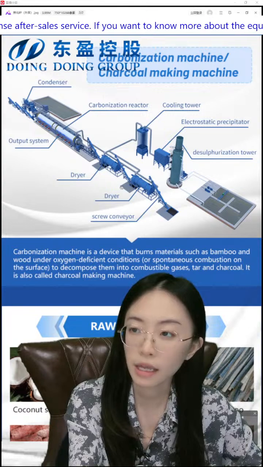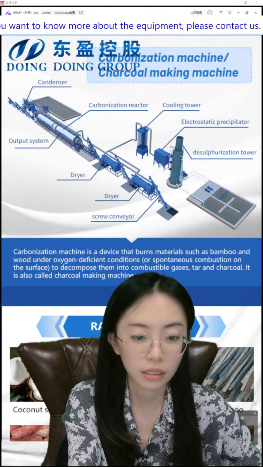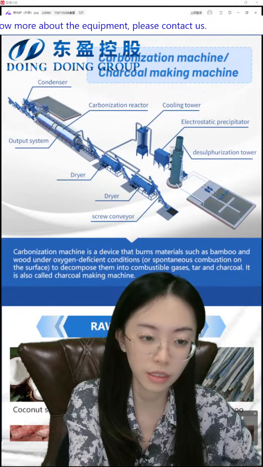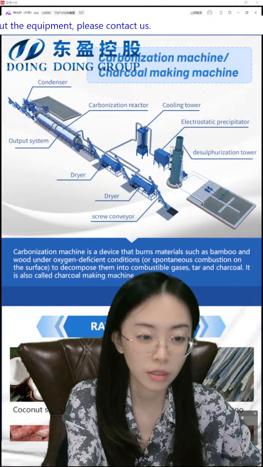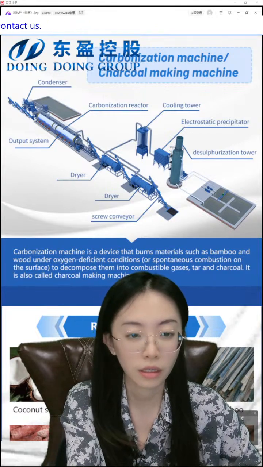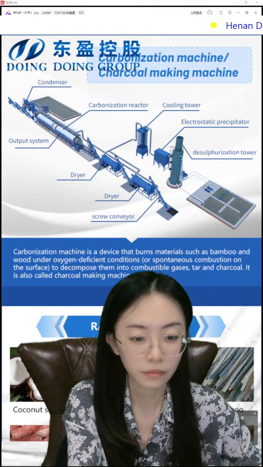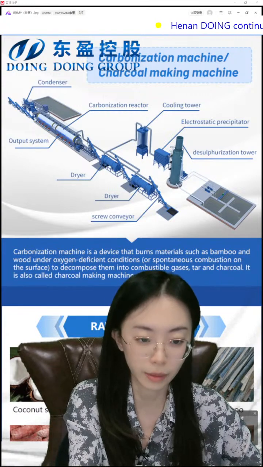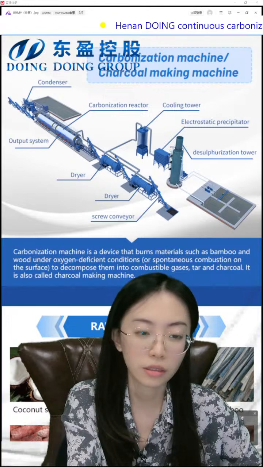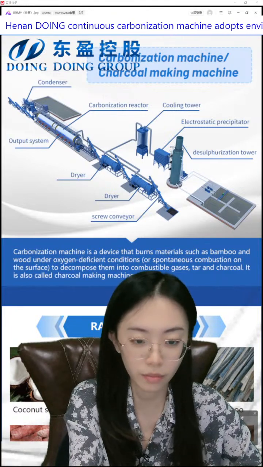Okay, then we can get the raw material to lower than 15% moisture. If the raw material is 45%, then we can lower the moisture down to 20%, and then the raw material will go to the carbonization equipment.